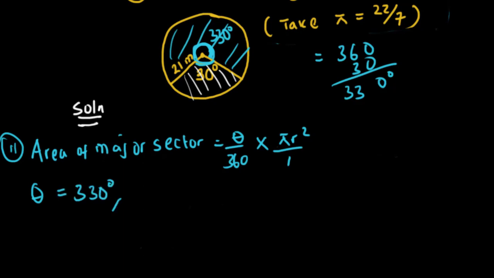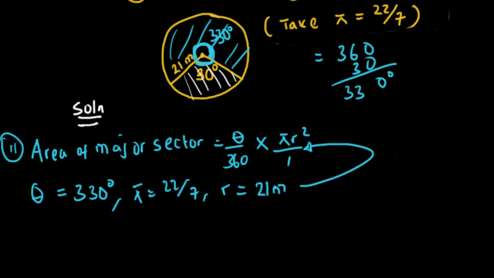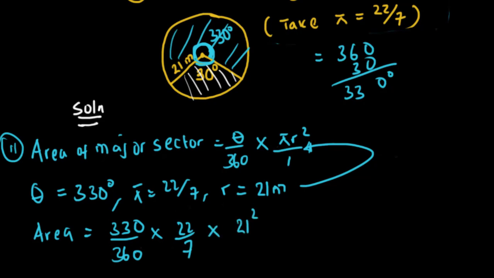Our pi is still 22 over 7, and our radius is still 21 meters. So we slot this into the formula. Area equals 330 over 360 times 22 over 7 times 21 squared. Does this make sense? 0 cancels 0.